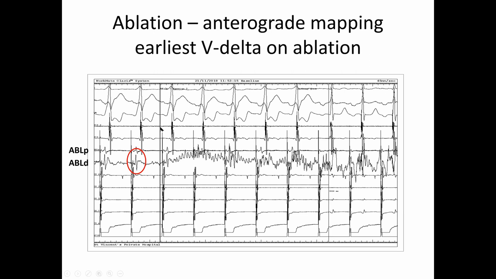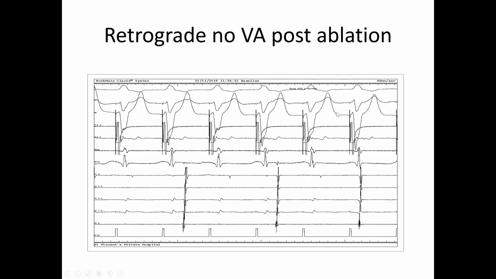This line here is the onset of ablation. We're ablating, ablating, ablating. And you can see the QRS morphology goes from pre-excited to non-pre-excited because you've got block in the accessory pathway from the ablation. And then when you test the retrograde conduction after ablation, there's actually no VA conduction, but there's definitely not the eccentric atrial activation you previously saw.